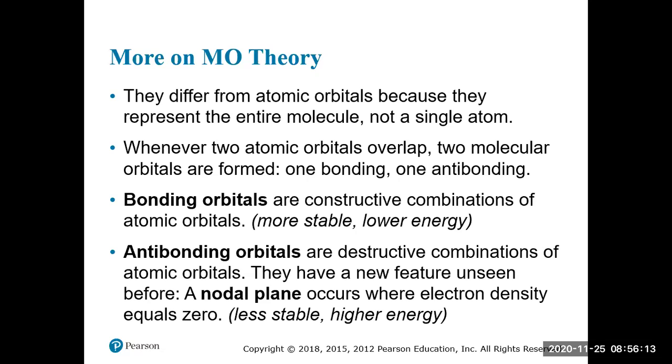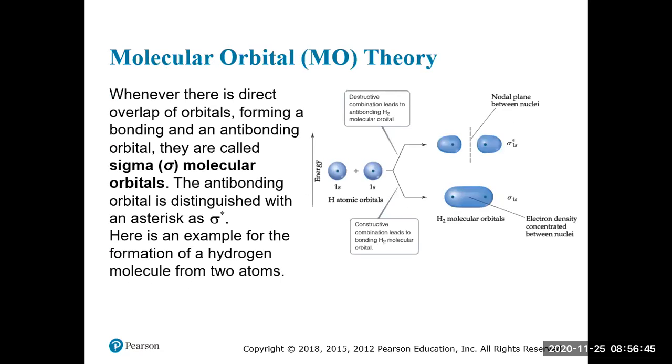So in that nodal plane, the math is telling us that there is no electron density there, so there's no chance of the electrons being there. The way this works out, these are higher energy orbitals, and because they're higher energy, they're less stable. And if we say something is less stable, we're saying that it's less likely to exist. So that's the difference between the bonding and the anti-bonding. It's really that stability and that energy level.